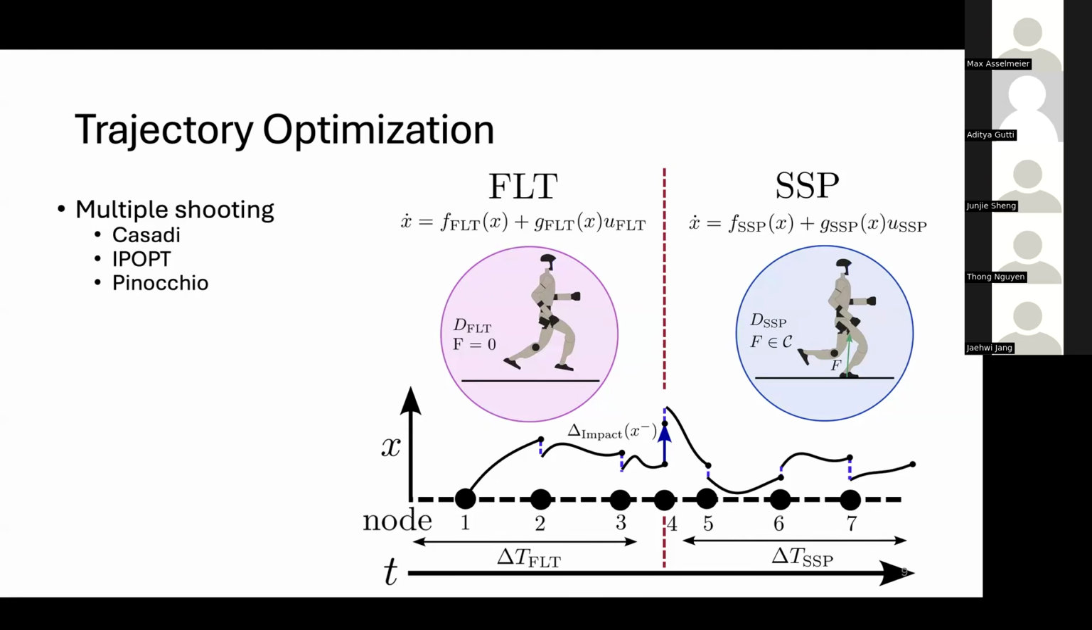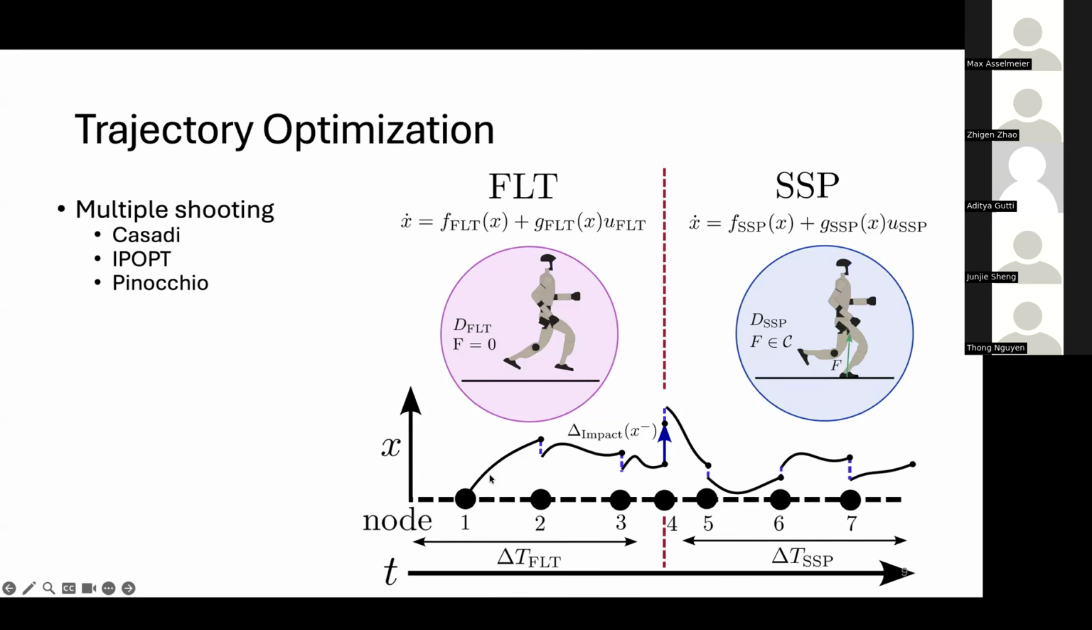So what we end up doing is we fix our hybrid domains, the ordering of them. So that way we have flight goes into single support in this example. But what we can do is we can keep our times in each domain as decision variables. So this delta t flight and delta t single support at the bottom are decision variables. And then the time for each node of the multiple shooting is just an even division of those. So that's what these lines here at the bottom represent.